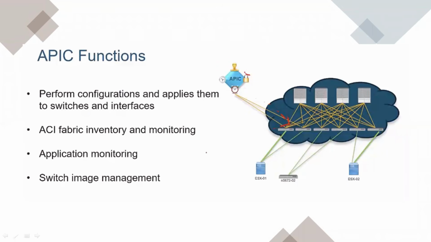I have a question here. Assume we have 200 switches. How do we control the image upgrade? If I have to do just the spine first and then the leaf, is there a way that we could control that?